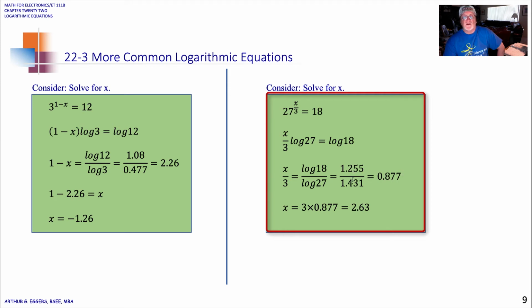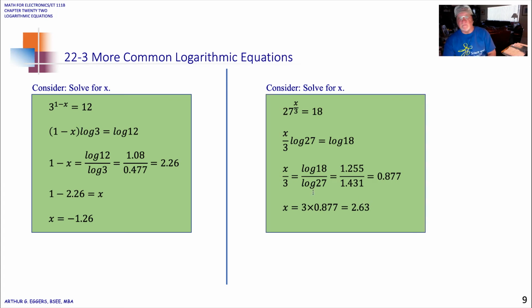0.877. So the last step then is I'm going to take the 3 out of the denominator, multiply it through by both sides. So now I have 3 times 0.877, or 2.63, as our solution here for x.